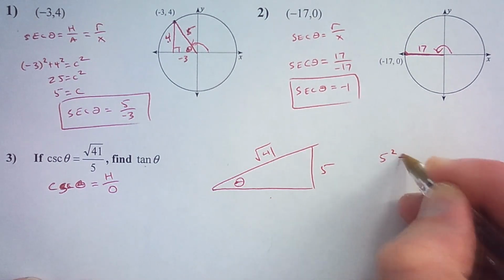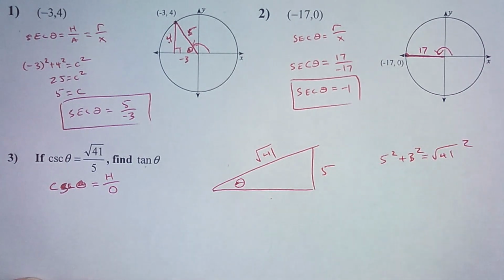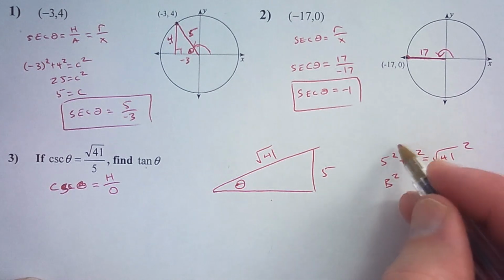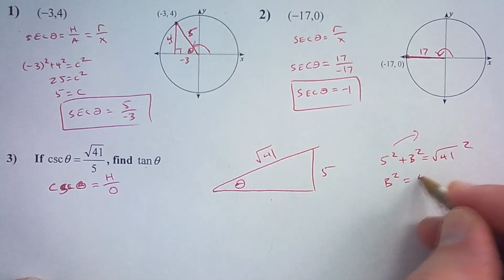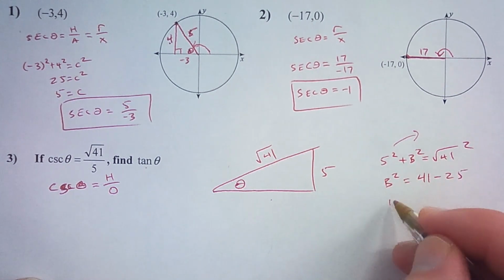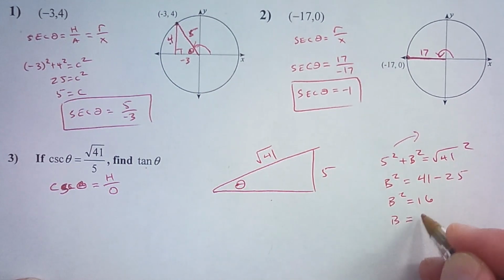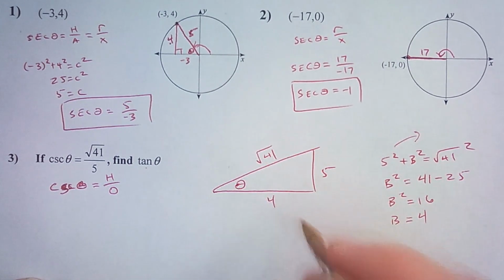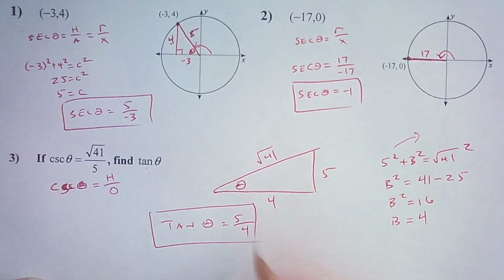So 5 squared plus b squared is the square root of 41 squared. So b squared, and I'll move this 5 squared over to the other side, is 41 minus 25. Okay, 41 minus 25 is 16, so b is the square root of 16, which is 4. So tangent theta is 5 over 4.